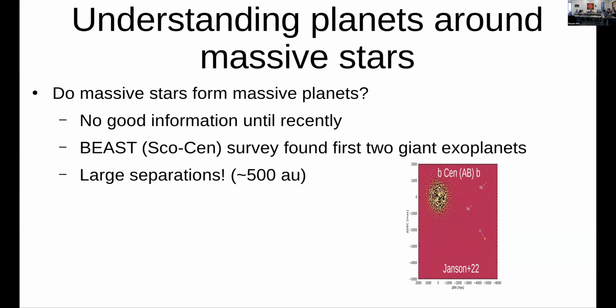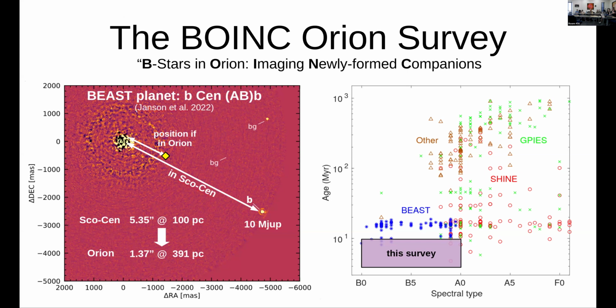which is by Matthias Samland. And I don't know what happened to this figure, but you can see that they found a massive planet that's very far away from the star. It's roughly 500 AU away. And there's another planet. So now there are two massive planets that have been detected relatively far away.